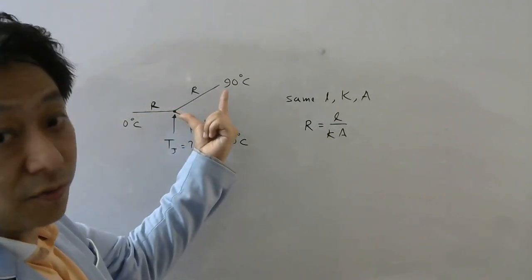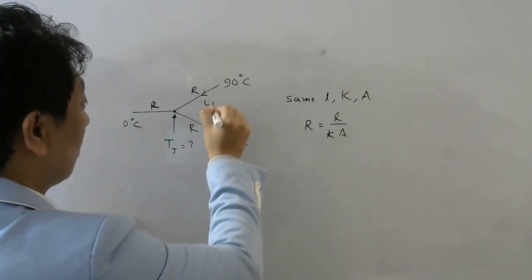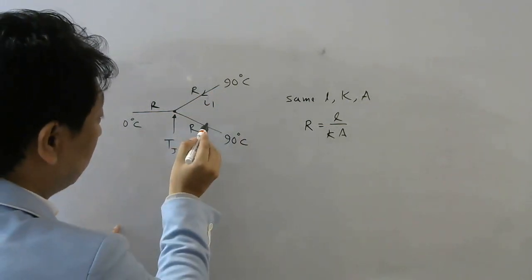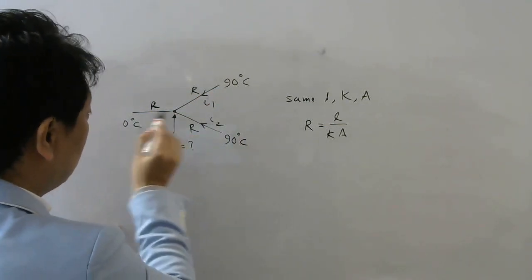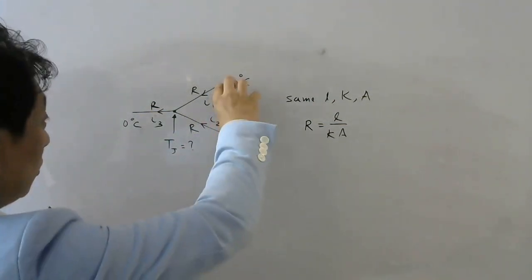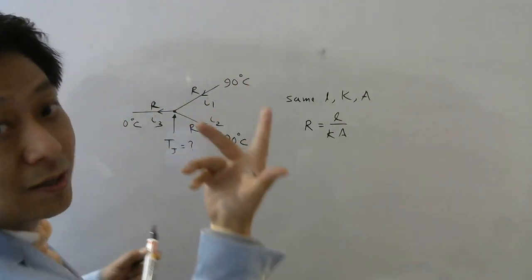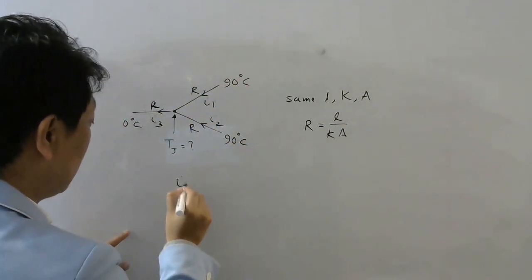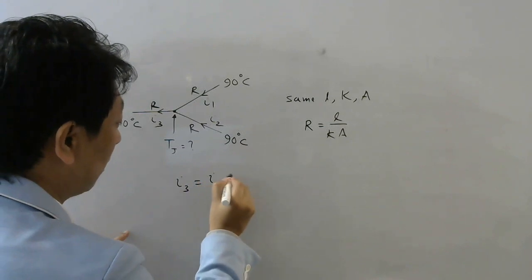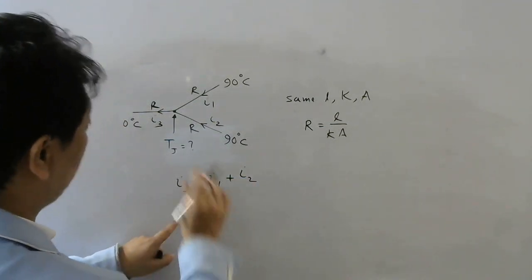So in this part of the rod, this is at higher temperature. So heat current will flow this way, I1. In this part, it will flow this way, I2. And in this part, it will flow this way, I3. Now, whatever total heat current enters here, that total must go this side. Where else it will go? So therefore, I3 must be equal to I1 plus I2. Right?